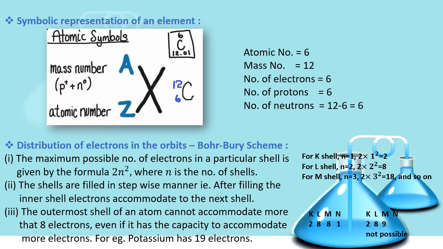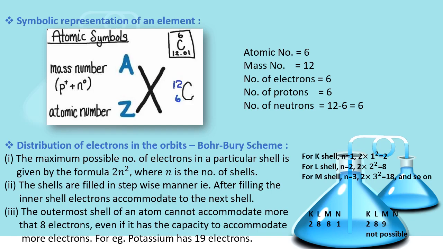Potassium has 19 electrons. So how can we distribute the electrons of potassium? Let us say in K cell we can put 2 electrons, in L cell we can put 8 electrons. So 2 plus 8, 10 electrons are filled. How many electrons are left? 9 electrons are left. So in next cell we can put 9 electrons. But it is not possible. According to this rule, the maximum number of electrons should be 8 in the outermost cell, and here it is 9, so it is wrong.